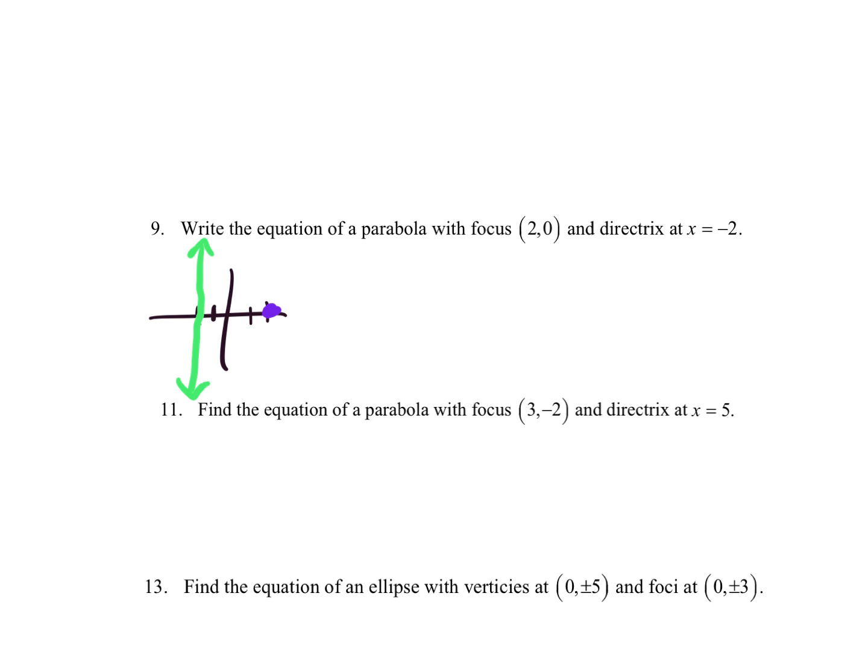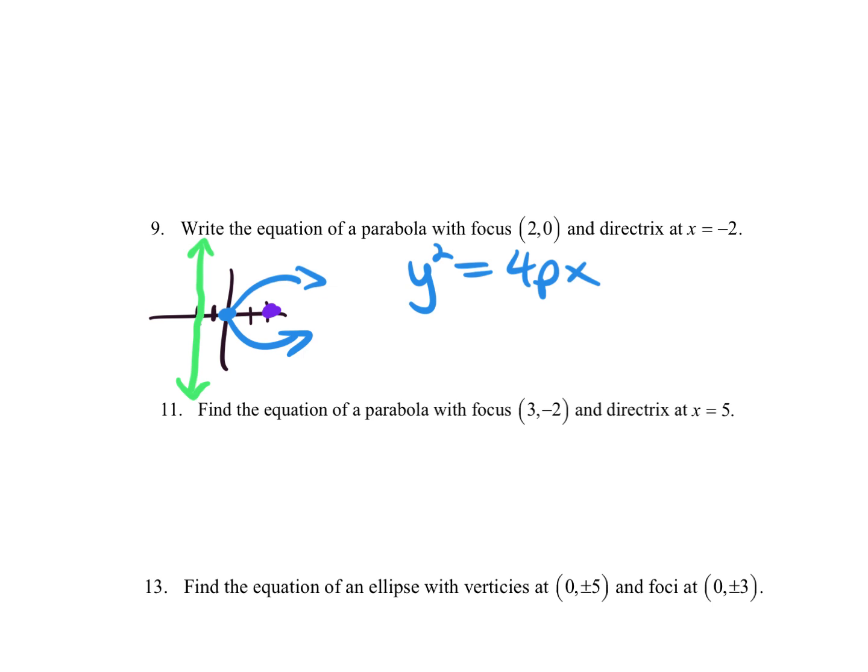Now, remember, your vertex is the midpoint of those, or right smack in the middle of the focus and the directrix. So you can see that it's going to be 0, 0. So this tells me, and notice the focus and the directrix are both sitting on the x-axis, that my graph is going to be surrounding this way. So it's going to be the y-squared equation that I'm filling in. Because it's at 0, 0, what I'm filling in is this equation.